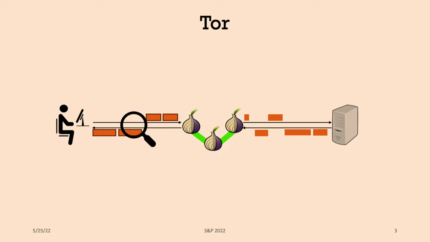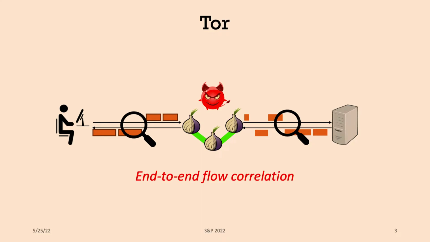However, we can still monitor the egress and ingress of the Tor traffic, and we can correlate them based on some traffic patterns. This is achievable by network-level adversaries, such as internet service providers and governments, or AS-level adversaries. This is called end-to-end flow correlation.